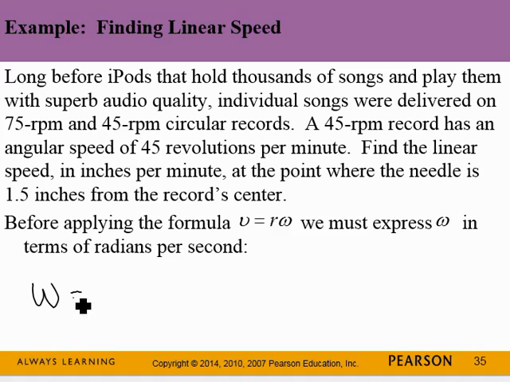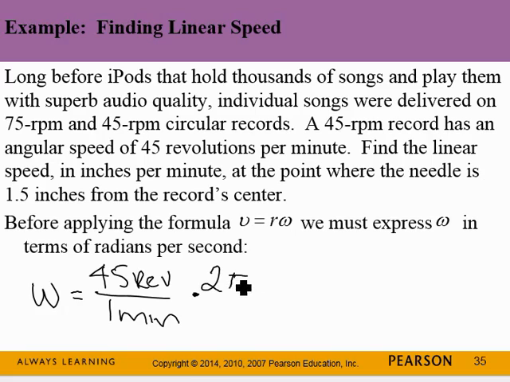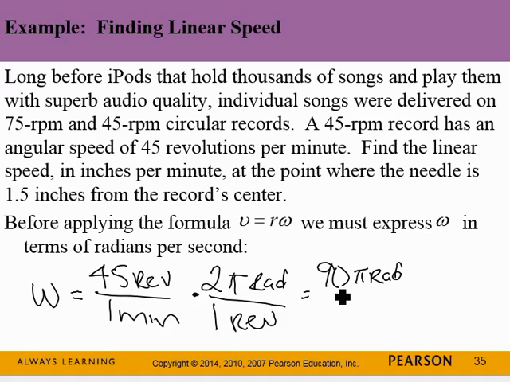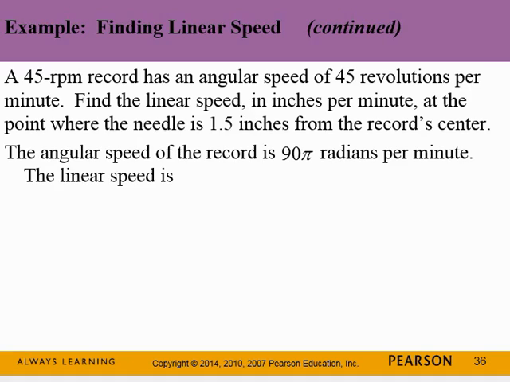So here's our w. Now you have 45 revolutions per 1 minute. We have to convert it into radians. So you have 2 pi radians in 1 revolution. So you have 90 pi radians in 1 minute. Now you can go on and answer the next part.